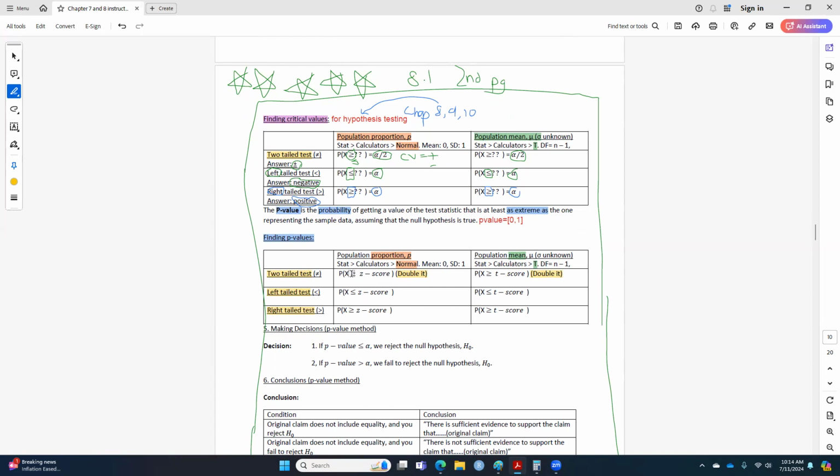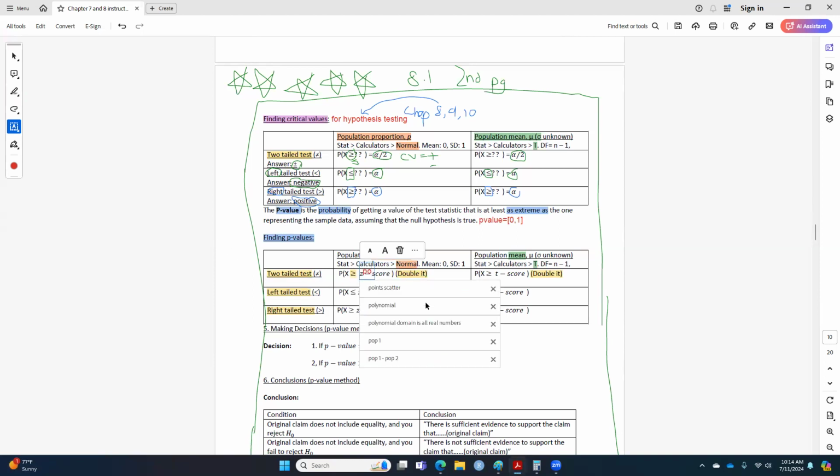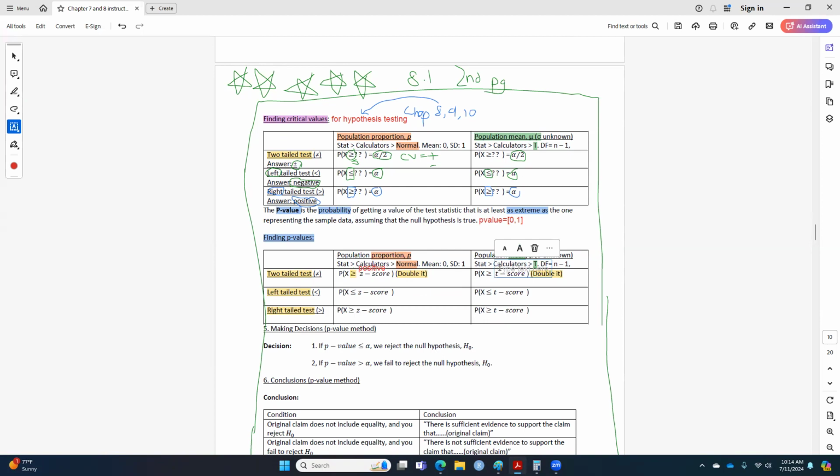And if you use greater than, then the z-score has to be positive. I just want to point out that if you are using the greater than symbol, then make sure that the z or t-score you use here is positive. What happens if your z-score is negative? If the z-score is negative, you change the symbol to less than or equal to.